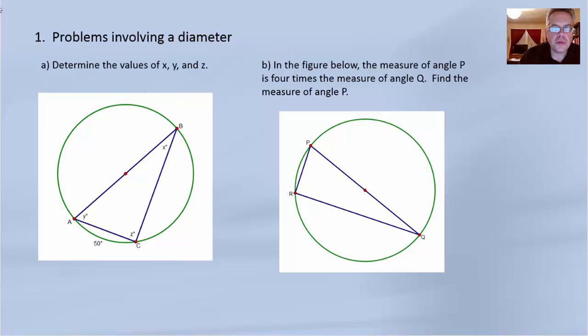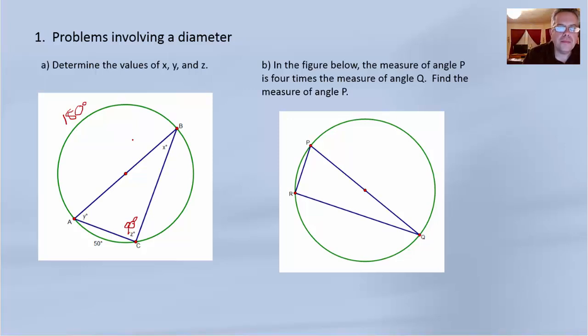Like in the first problem, number 1 here, segment AB is a diameter. And that means something. That means angle C down here is a right angle. So already I know that angle C, which is marked Z in the figure, is 90 degrees. The reason why is because that's an inscribed angle. The point's on the circle, and it cuts off this semicircle. Angle C belongs to that arc, and so it's half of 180 or 90.